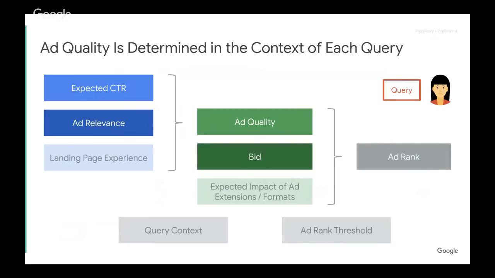So there are different elements that go into the ad auction. We have expected click-through rate, ad relevance, landing page experience, ad quality, bid, expected impact of ad extension formats, and then finally that calculates a sort of ad rank. And then the ad with the highest ad rank will win the specific auction. So these different pillars kind of go hand in hand with different parts of our system. Some of them are really related to the query, for example, the expected click-through rate. The expected click-through rate is really tied to the specific query. Some queries just have a lower expected click-through rate due to, for example, lower intent.